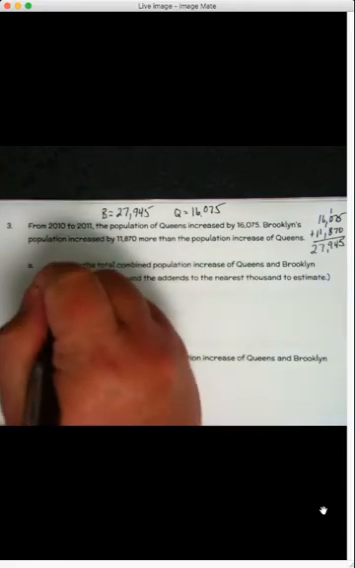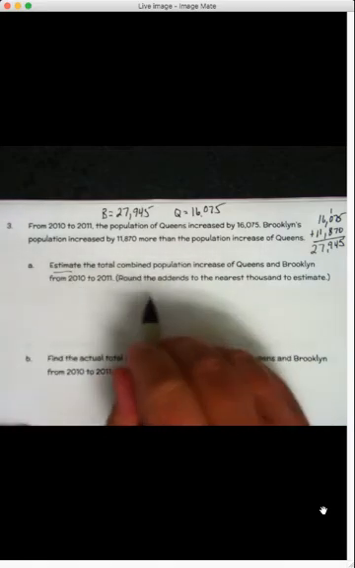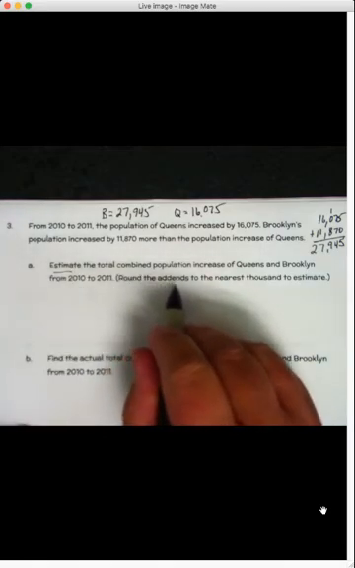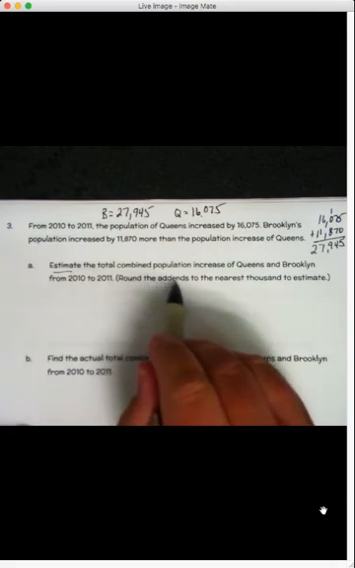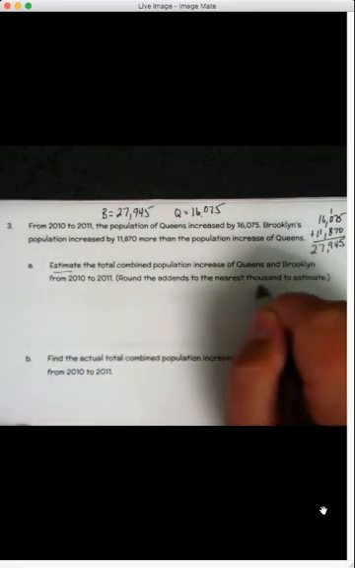Okay. Letter A. Estimate the total combined population increase of Queens and Brooklyn from 2010 to 2011. So we're estimating again. We're not using the exact numbers. And we're going to estimate by rounding the add-ins, the two numbers that we're adding together. Add-ins are the numbers you're adding together. This time we're rounding them to the nearest 1,000.